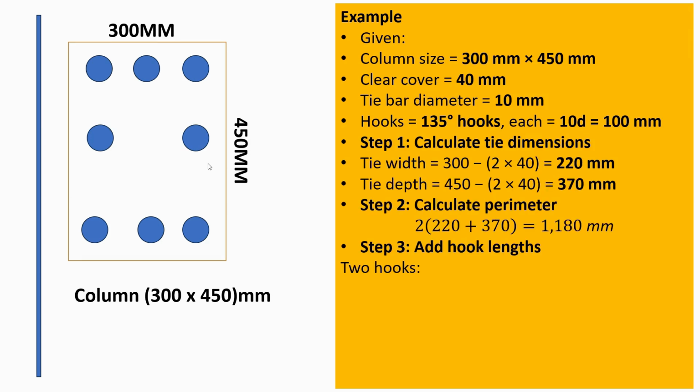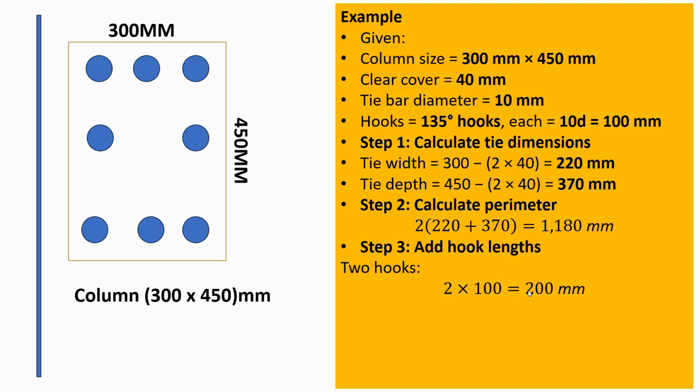Okay, so what will be our hook length? We have 2 hooks. So it will be 2 times 100. Why 2 times 100? Because one hook is 10 times D, which is 100. Okay, correct that. The diameter we're getting is the diameter of the stirrup. Please correct that. 10 times D, which is 10 times 10, is 100 millimeters. 2 hooks, it will be 2 times 100, which is 200 millimeters.